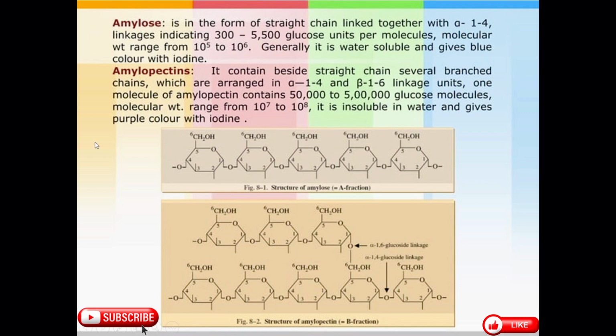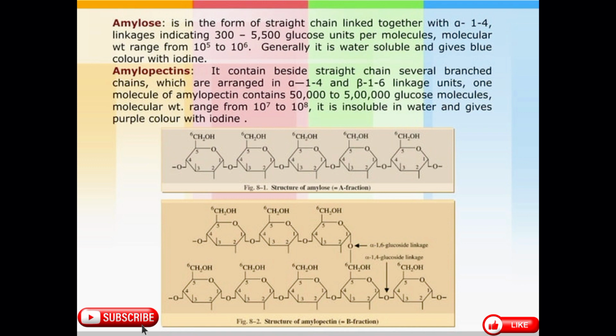Amylose is a straight chain linked together with alpha 1,4 glycosidic linkage, containing 300 to 5,500 glucose units per molecule. Molecular weight ranges from 10^5 to 10^6. Generally, it is water soluble and gives a blue color with iodine.